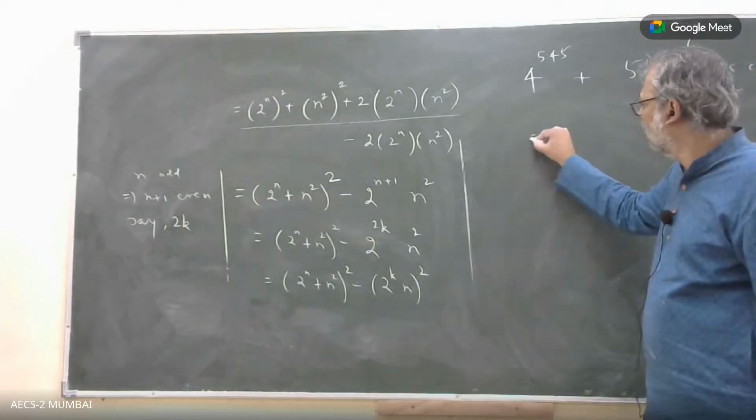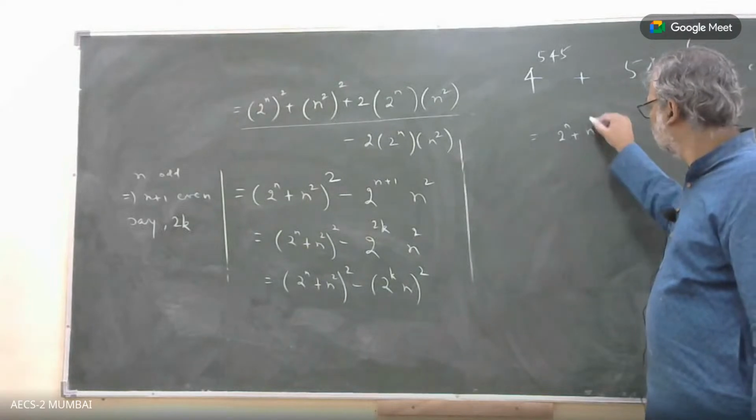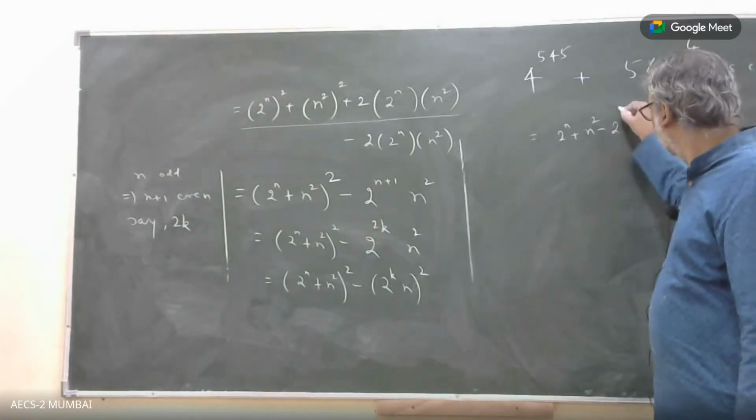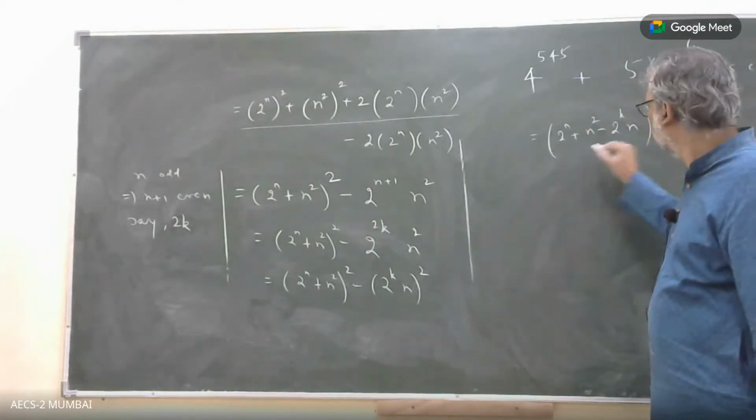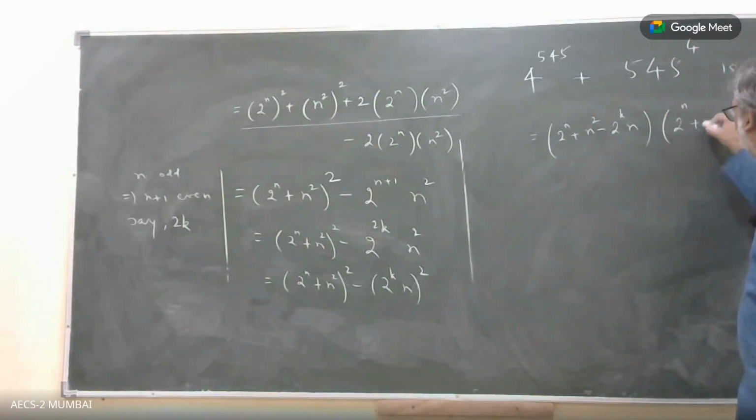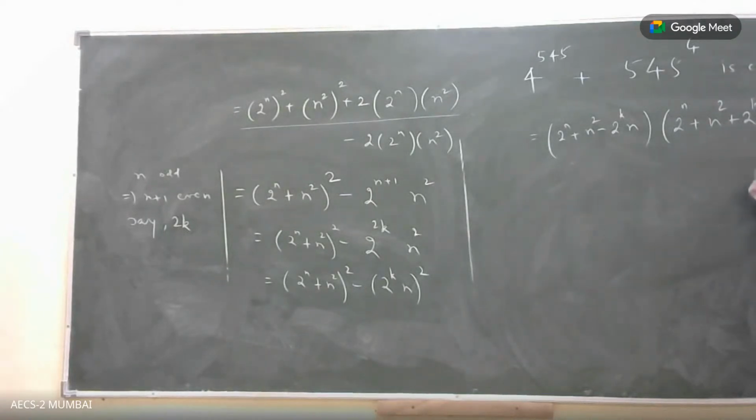So this is 2 raised to n plus n square minus 2 raised to k n, into 2 raised to n plus n square plus 2 raised to k n. Okay, so I get two factors and you can see or prove easily that both are greater than 1. So it is composite.